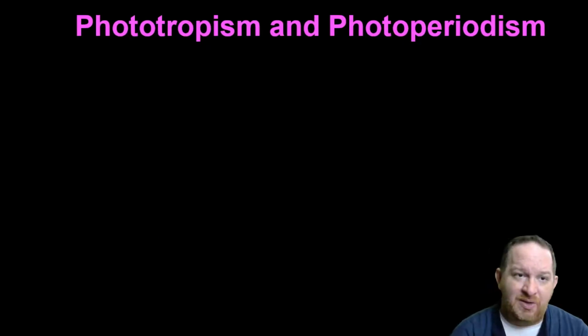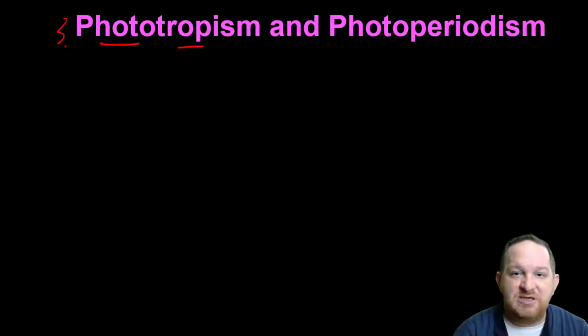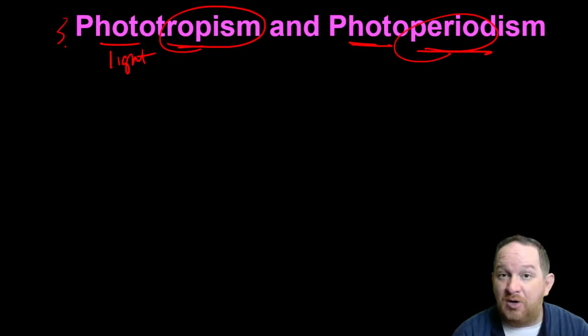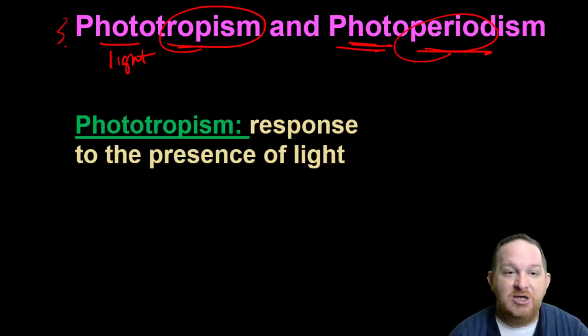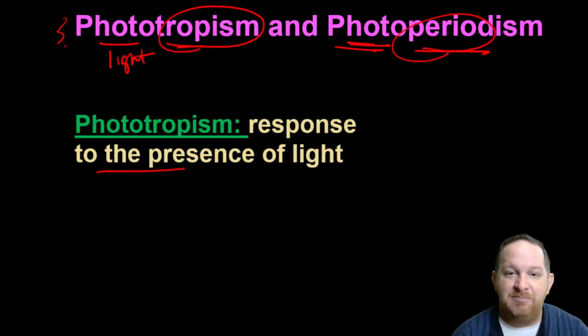Another interesting thing that plants do, this would be our third example, is phototropism and photoperiodism. So you think about this, break down the word: photo, light. Tropism is a movement. Periodism, think of a time. So phototropism is movement of a plant based on light, and photoperiodism is a time period or maybe a blooming of a flower based on the amount of light. So we'll start with phototropism. Phototropism is a response to the presence of light, like I mentioned.